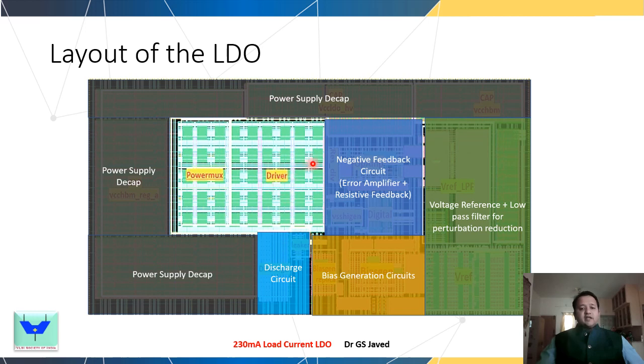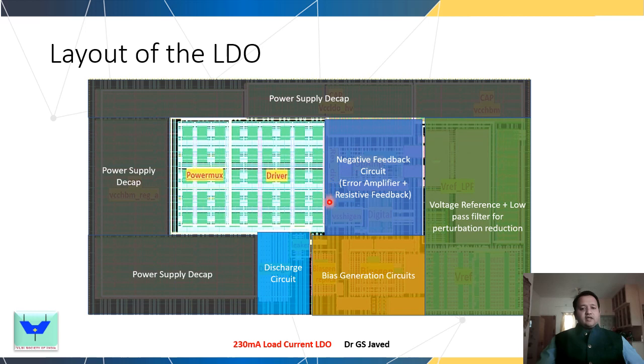The feedback circuit begins here, where the resistive feedback and the error amplifier are taken from, in this blue portion where the negative circuit is present. The input for that is given through the voltage reference along with a low pass filter, which is present to ensure that the perturbations picked up from the feedback point are captured here. So a low pass filter and the VREF circuit block are present here, and this is the entire layout.